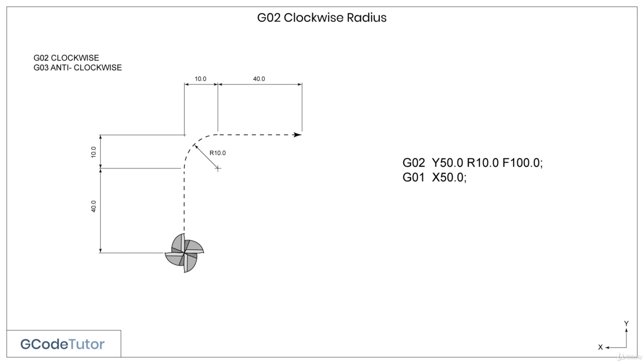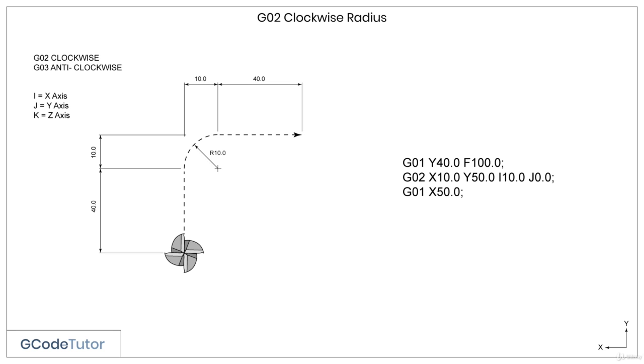To machine radiuses and arcs, we would use G02. G02 cuts in a clockwise direction. For this, we have to state the endpoint of the radius and define a feed rate. The R value is the size of the radius that we wish to cut.